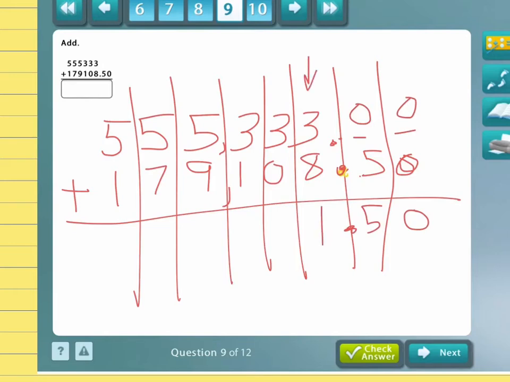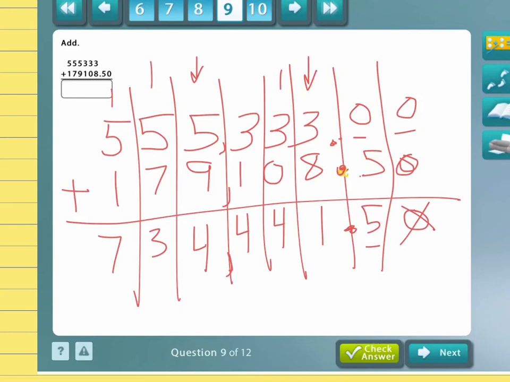3 and 8 is 11. Regroup the tens up there. 1 ten, 3 tens is 4 tens. 4 and 100 is 400. 5 and 9,000 is 14,000. Regroup the 10,000 there. 1, 5 and 6 10,000 would be 13 10,000. Regroup the 100,000 there. 1, 5 and 1 is 700,000. So your sum should be 734,441 and 50 hundredths, or you could get rid of that and just say 5 tenths.